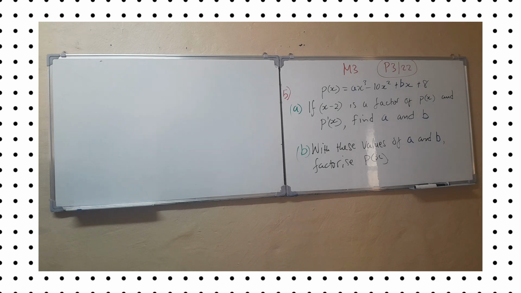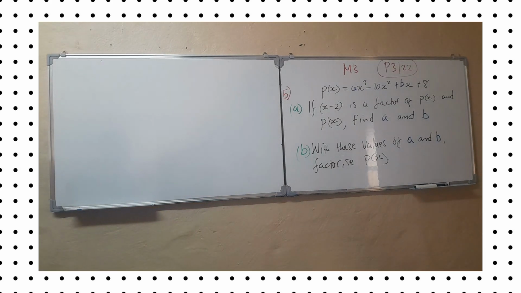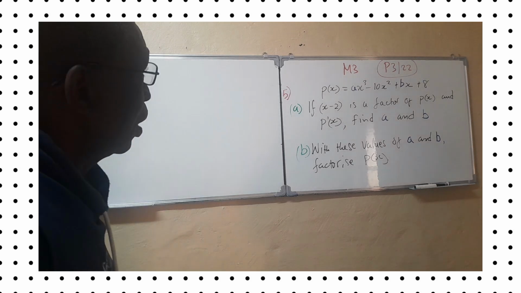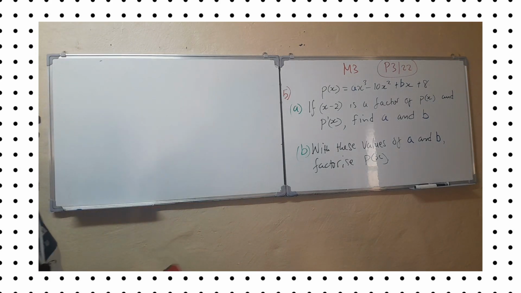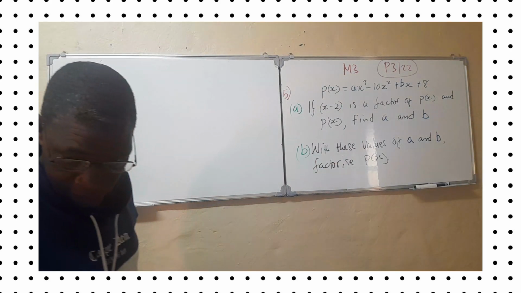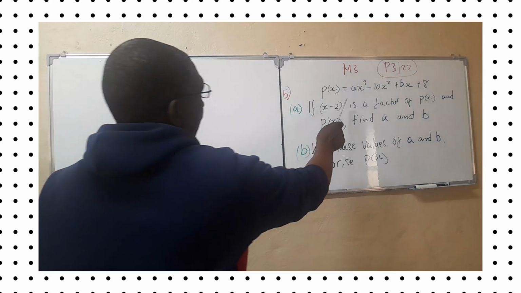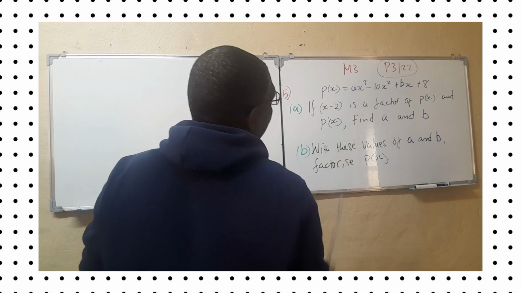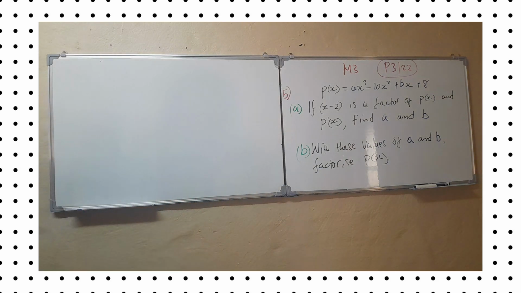Today's video is a follow-up to a video I did recently on the remainder and the factor theorem, because today we want to do an actual examination problem. So I brought you question number 5 from paper 3 of 2022, which is from Maths 3, and the question reads as follows. P of x is equal to ax cubed minus 10x squared plus bx plus 8.